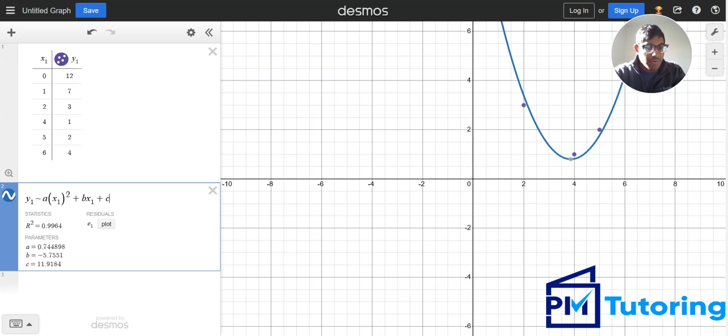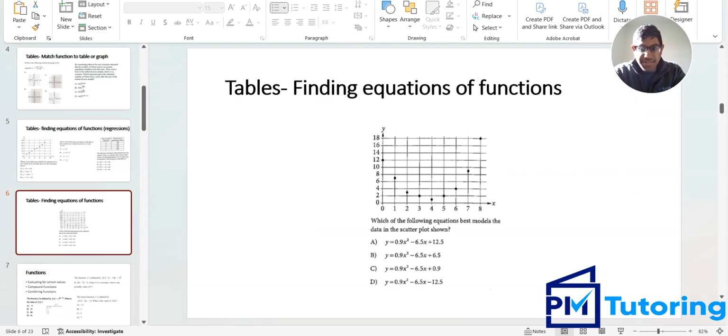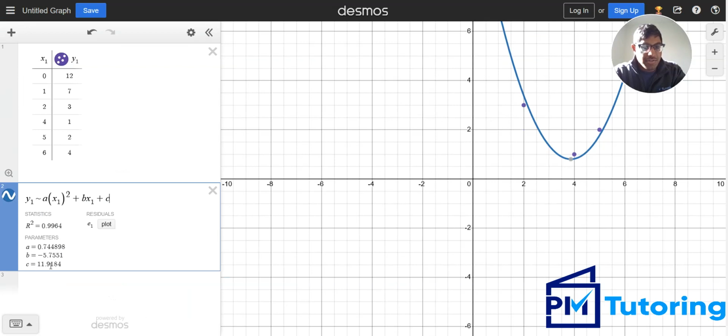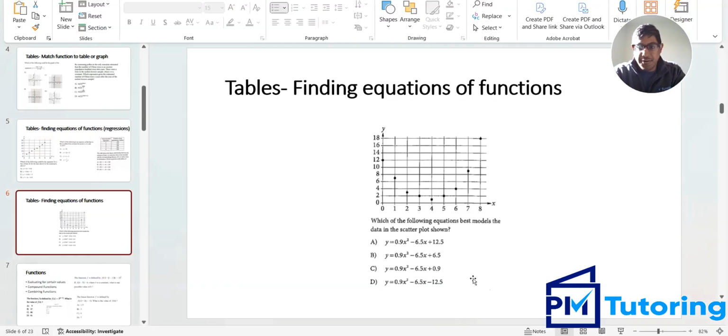So now we just got to figure out what matches that the best. And we can see all the A terms are about 0.9. We can see all the B terms are about negative 6.5. But the C term should be 11.9 or so. And that is closest to 12.5, which is answer choice A over here.